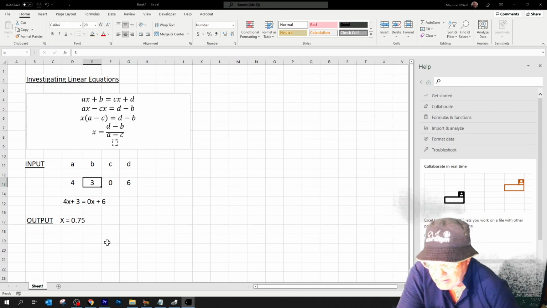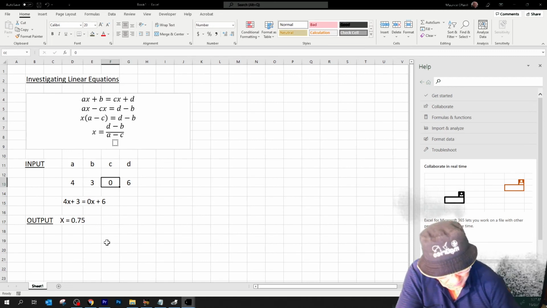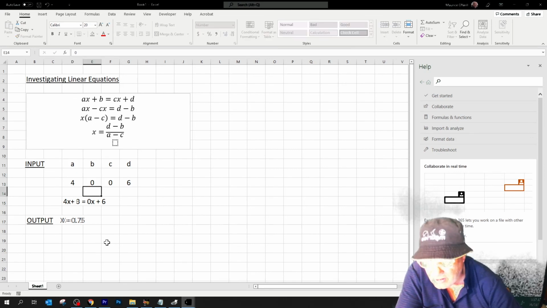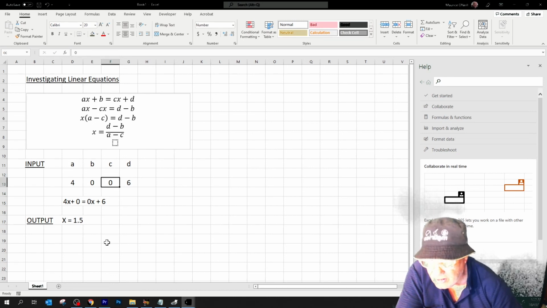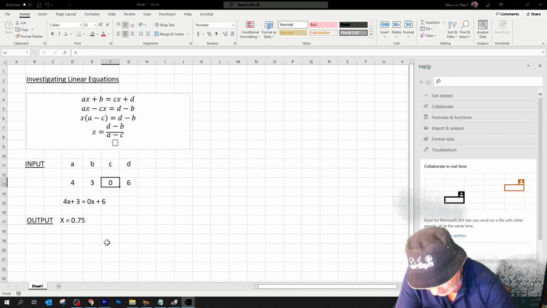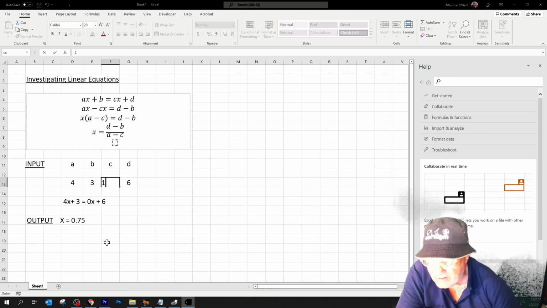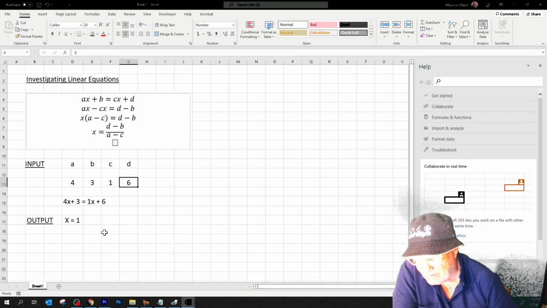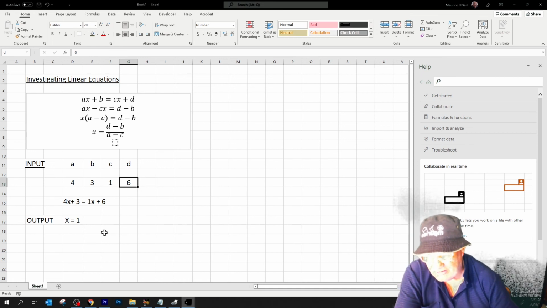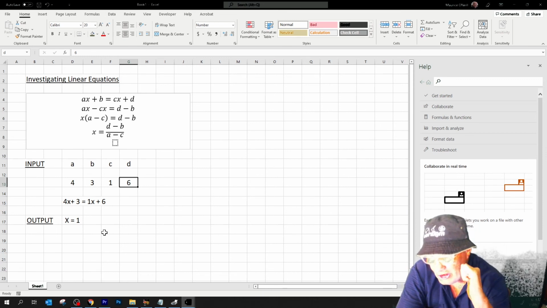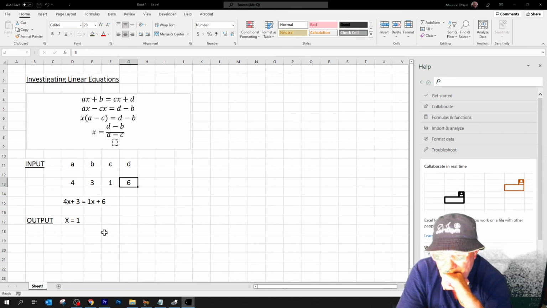0.75. So we get 4x plus 3 equals, 4x plus 3 equals x. So put 1x in there, plus 6, and we get x equals 1. Yeah, 4x equals x plus 6. So that's x equals 1. So that all makes sense. So that's just the little starting point of this investigation.